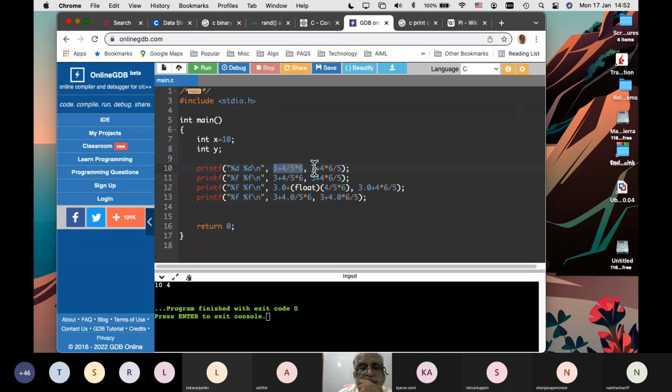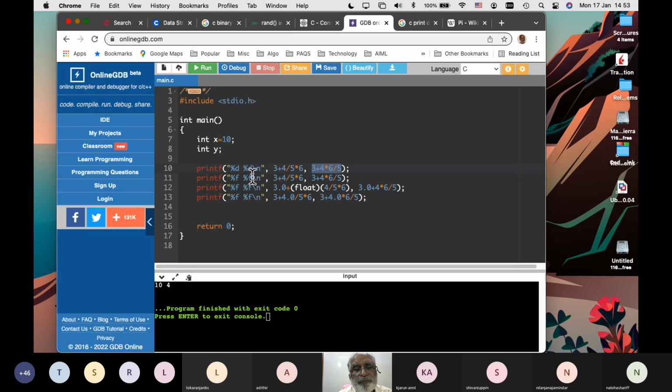7. Because 4 into 6 is 24, integer division by 5 basically gives you 4, and 3 plus 4 is 7. But look, whatever the numbers are, I'm trying to interpret them as floating point. So unless you know the bitwise representation, your answer is going to be completely haywire. You cannot depend upon that.